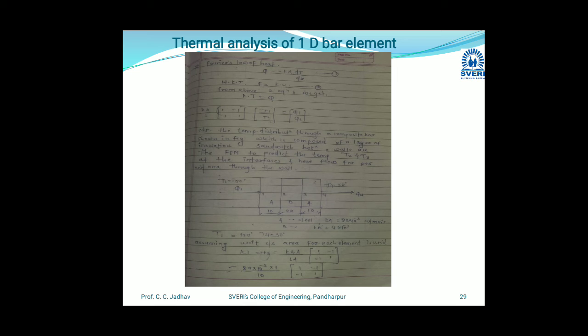So in that we have to form Fourier's law for the heat conduction. We know the equation for Fourier's law: capital Q, that is heat conduction, is equal to minus K into A dT by dx. So this is the first equation, Fourier's law. We already derived the structural analysis formula, that is F is equal to K into U. So from these two equations we will get the third equation, that is capital K into capital T is equal to Q. And this is the equation for the thermal analysis of the one dimensional bar elements.